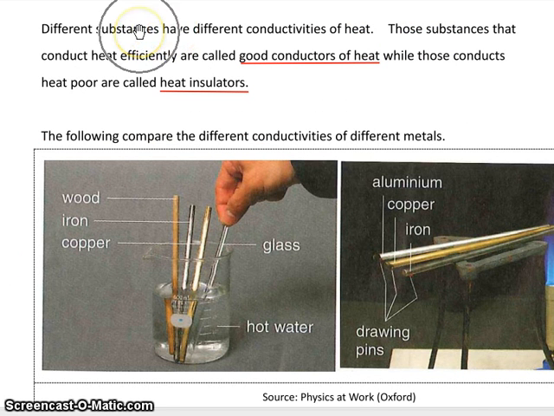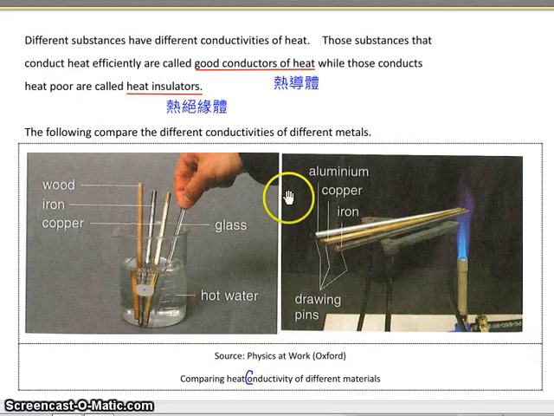Different substances have different conductivity of heat. Those that conduct heat efficiently are good conductors of heat, while those that do not conduct heat very well are called heat insulators. The diagrams below show two experiments that try to compare the heat conductivity of different materials. Let's now take a look at the video.